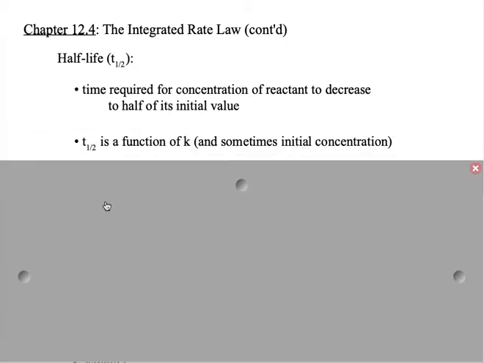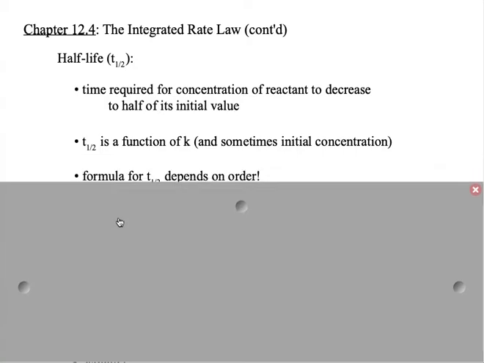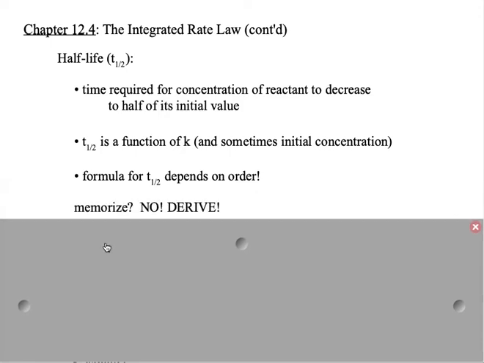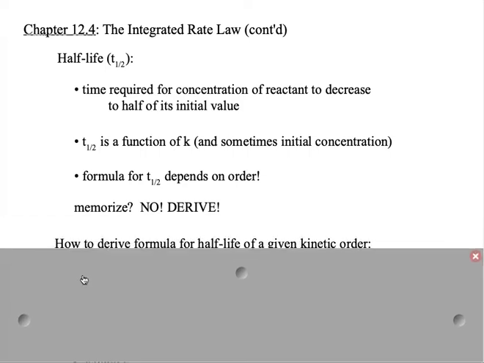The half-life is a function of the rate constant, and in some cases it's a function of the initial concentration, but not always. And the formula for calculating the half-life depends upon the order. It's different for 0, first, and second order reactions. So the question is, do you have to memorize it? No, you derive it. And here's how you do it.